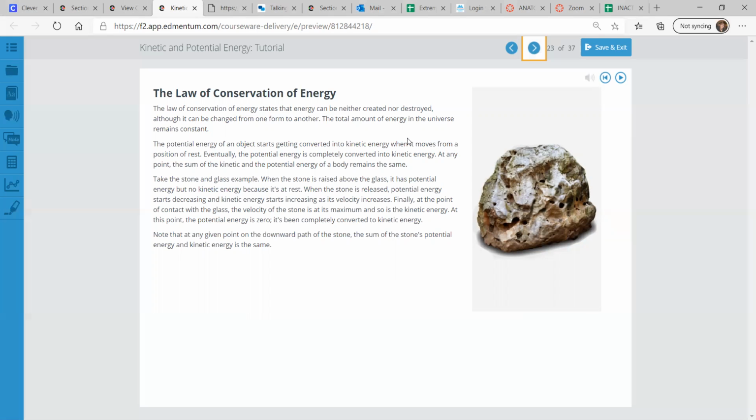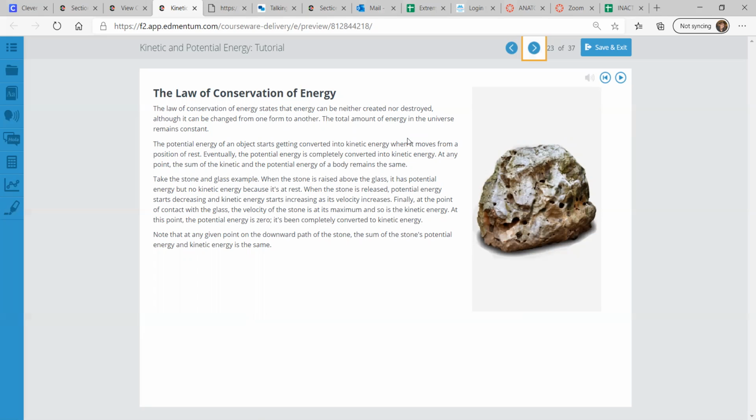It's best to look at an example. So imagine that stone held above the glass sheet. When the stone is raised above the glass, it has potential energy, but no kinetic energy. At rest, all of the energy is potential. When you release the stone, the potential energy starts decreasing and being converted into kinetic energy as it gets faster and faster.